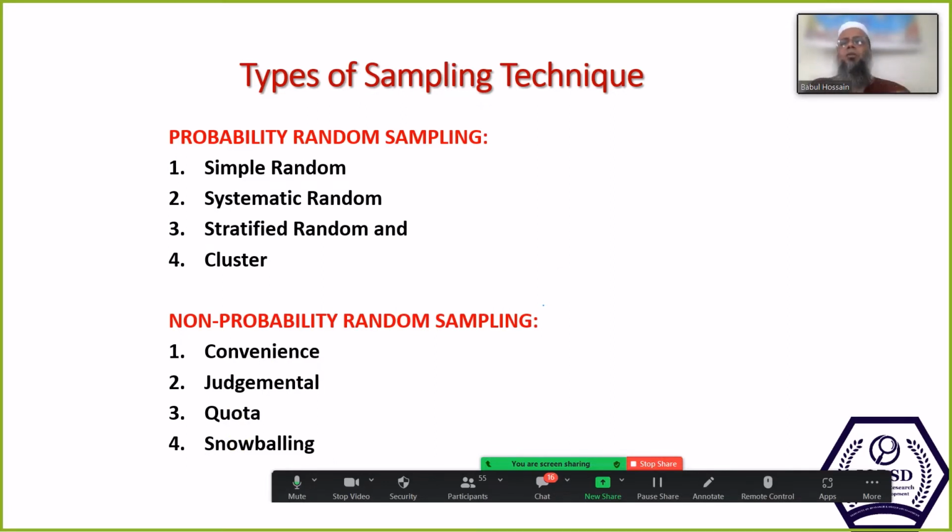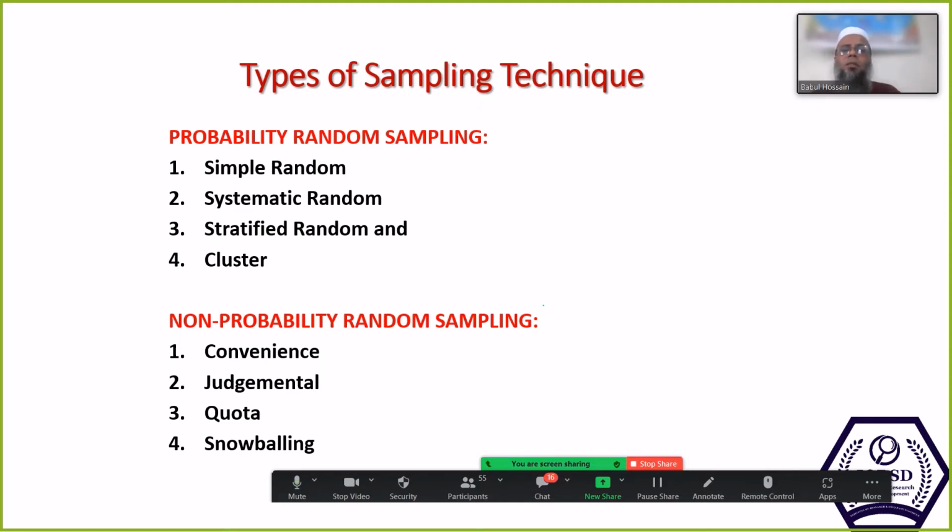Sometimes we cannot maintain probability sampling for some reason. Suppose we don't have access to the whole company, the whole organization. So sometimes we go for non-probability sampling. But probability sampling has a strong basis for collection of data. Non-probability sampling is also acceptable, but biased results may come. It has low generalization ability. So it is suggested to use probability random sampling.